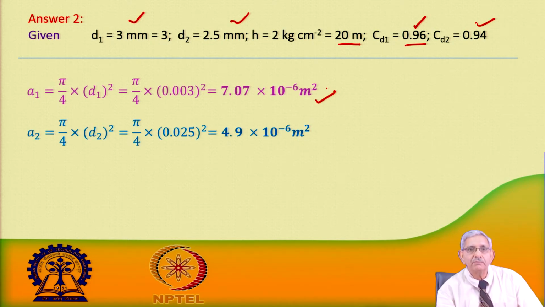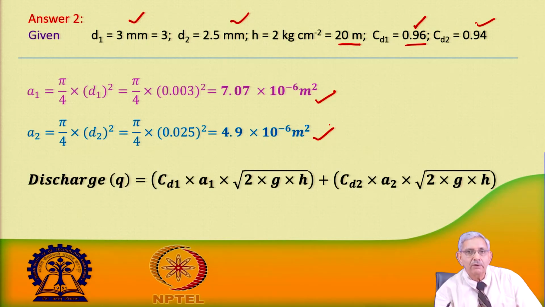So, this is the area of the first nozzle. Then the second nozzle, which is 2.5 millimeter in size, has an area of 4.9 into 10⁻⁶ square meter. In the same way it is calculated. So, having got these areas, we will simply substitute the values of A1, A2 and CD1, CD2 in this expression.